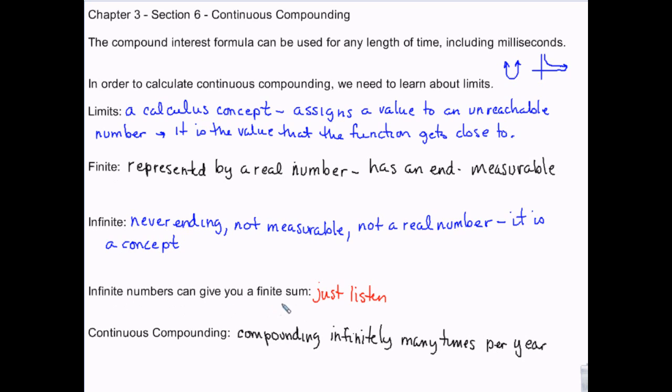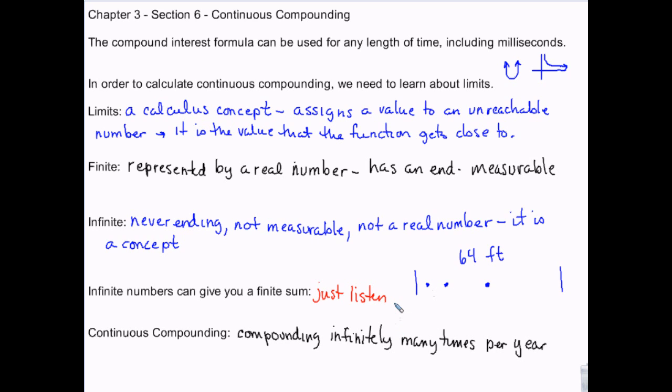And infinite numbers can give you a finite sum. This is one of those things where your brain just goes, nah. But let's say the room is 64 feet. It's not, but let's just say it is. Halfway across would be 32 feet. Halfway across that would be 16 feet. And I could cut that 16 feet in half and I'd get 8 feet.